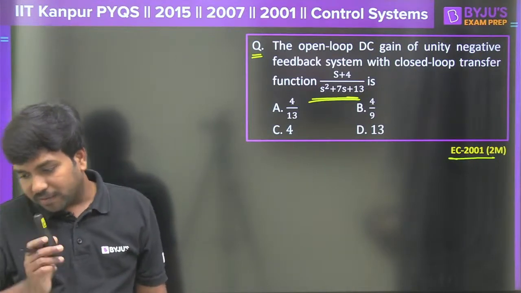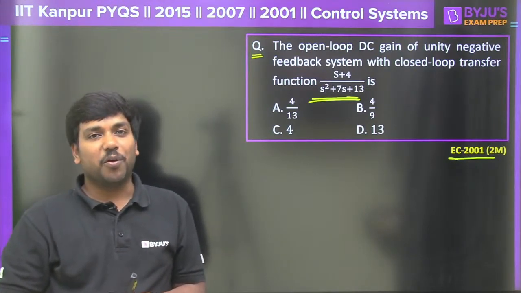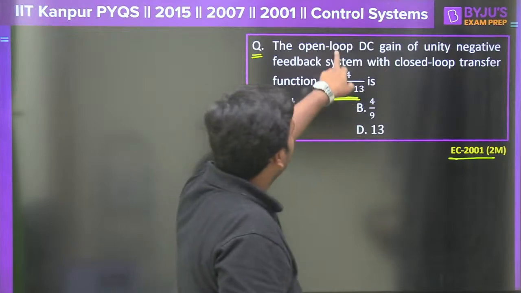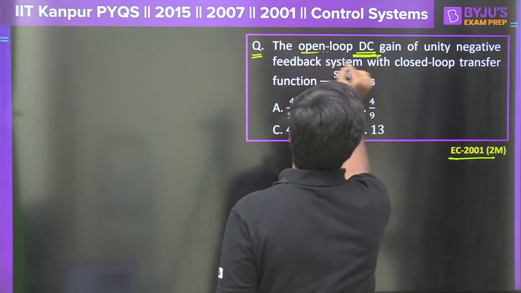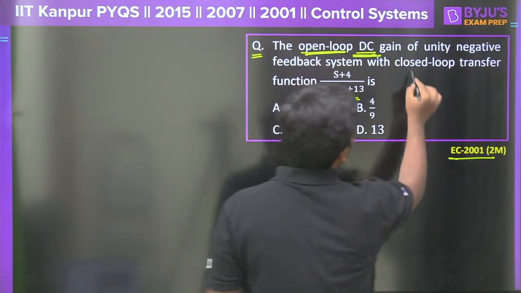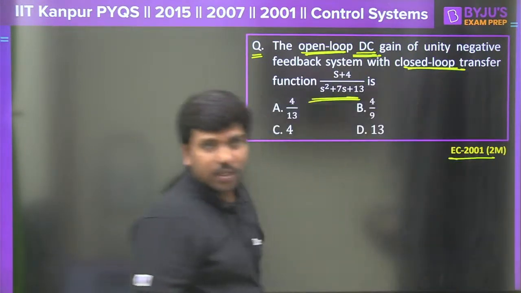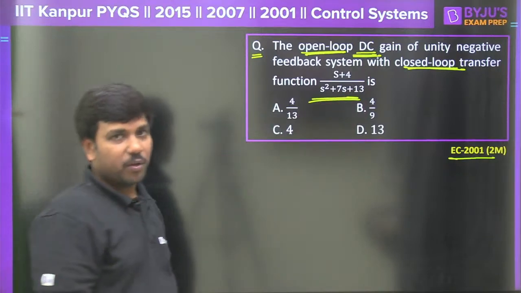That's why, Jansi, you must be careful. See, they are expecting the open loop DC gain of the open loop system. But what was given to you? The closed loop transfer function is given to you. Correct?